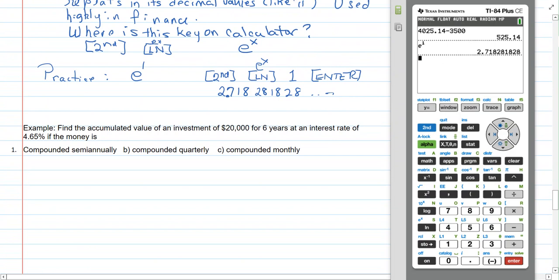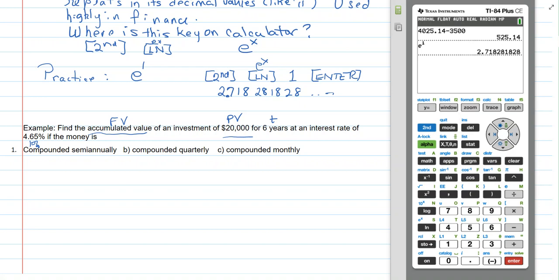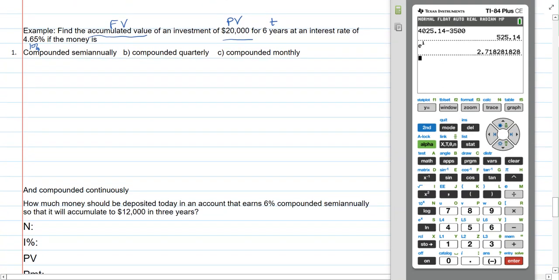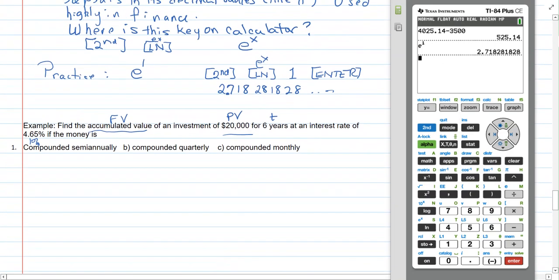for this example, we want to find the accumulated value, that is FV, future value, of an investment of $20,000, that's our present value, for 6 years at the interest rate of, this is our I%, 4.65%, if the money is compounded semi-annually, compounded quarterly, compounded monthly, and of course, compounded continuously. All right, so let's look at that.